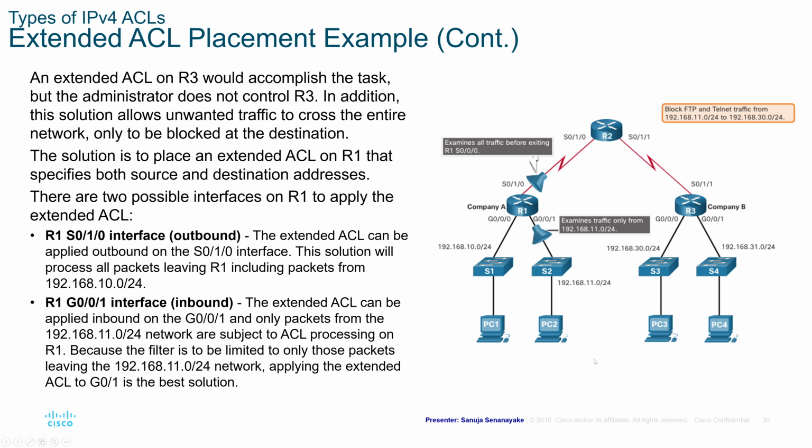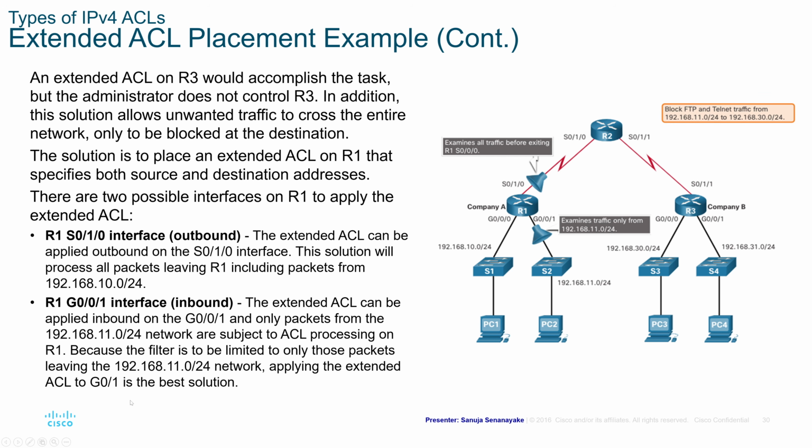The extended ACL will now have an impact only on packets from the 192.168.11.0/24 network, and that's where the ACL processing happens. Because the filter is to be limited to only those packets leaving the 192.168.11.0/24 network, applying the extended ACL to the G0/0/1 is the best solution. So this should read G0/0/1.